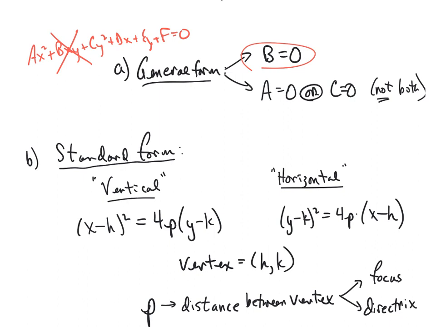Okay? So one or the other would then have to be equal to 0. So either the A has to be equal to 0 or the C has to be equal to 0. A shorthand way to think about that is one of the two squared terms, not both, but one of the two squared terms has to be gone. Okay? So that's how we know an equation in general form is going to be a parabola.